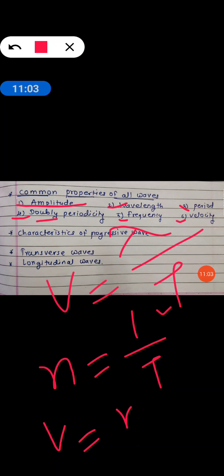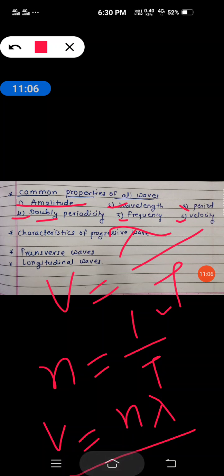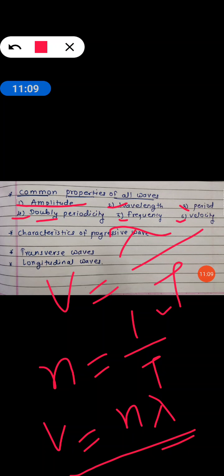But we have the equation for frequency, that is, the frequency is the reciprocal of period. Okay. Now, replace this period by n is equal to 1 upon T, then we get the equation v is equal to n lambda, which is the relation between velocity, frequency and the wavelength. Okay, these are the basic points we must know while studying the sound chapter.